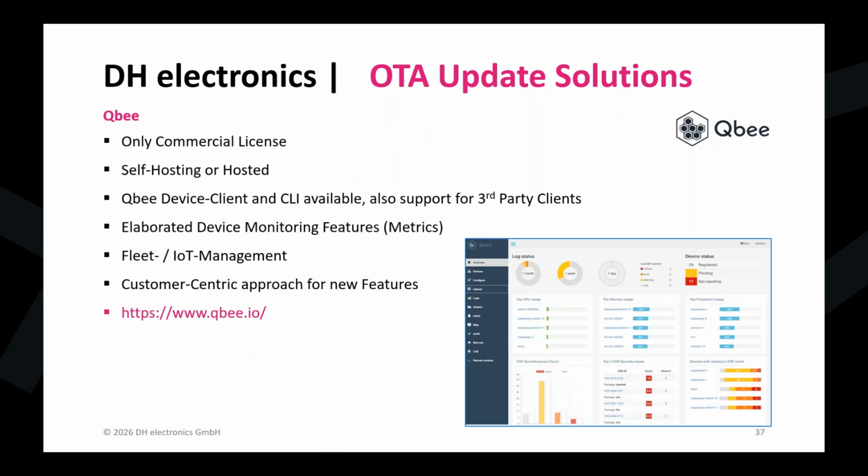𝗂𝗵𝗶 is available under a commercial license too. In principle, it can be self-hosted, but the typical model is to use it as a software as a service offering. 𝗂𝗵𝗶 comes with its own device client and a command line interface, and it also supports third-party clients. What's really worth highlighting are the strong device monitoring capabilities. For each device, you can view a range of metrics, and you can also aggregate them across your fleet.